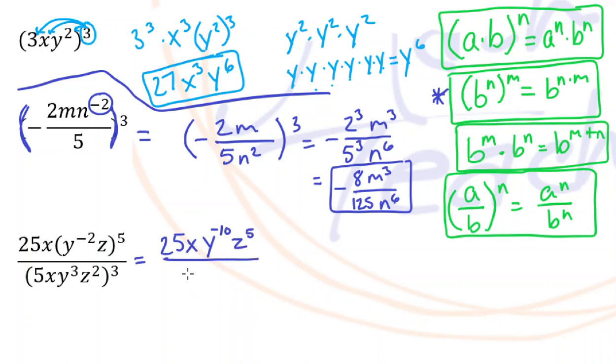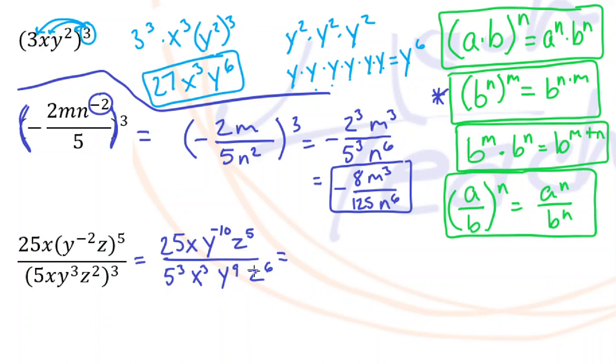Now for the denominator, I'll do the same thing. I'm going to apply the 3rd power to everything in the parentheses. So 5 to the 3rd power, x to the third power, y to the, well, let's say it's already the third power. 3 times 3 is 9. Z squared to the third power is z to the sixth power.